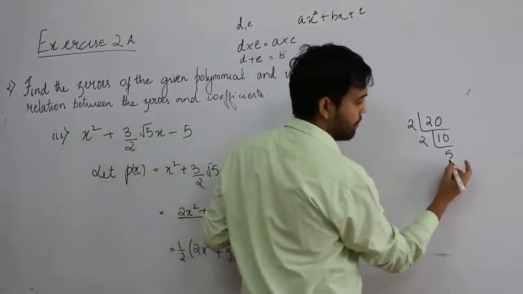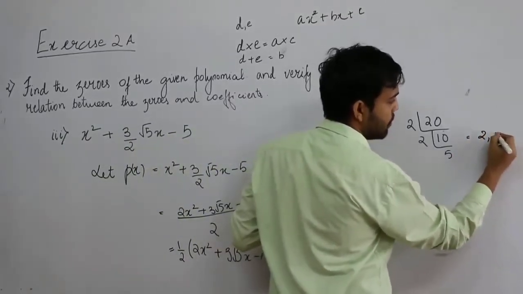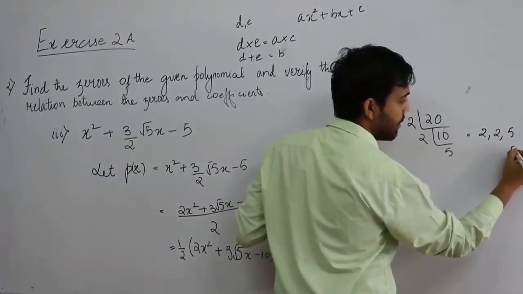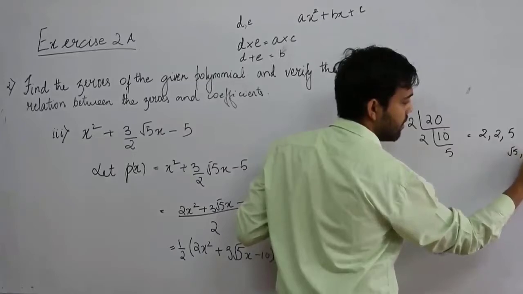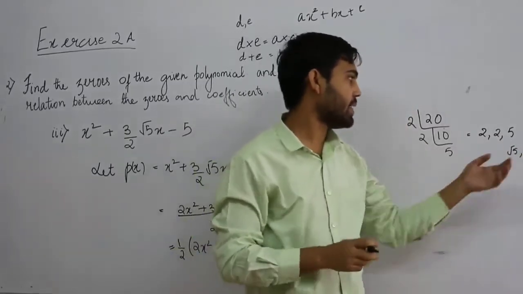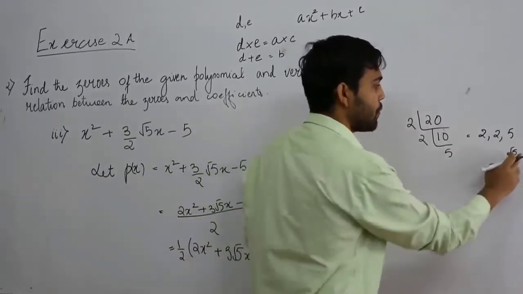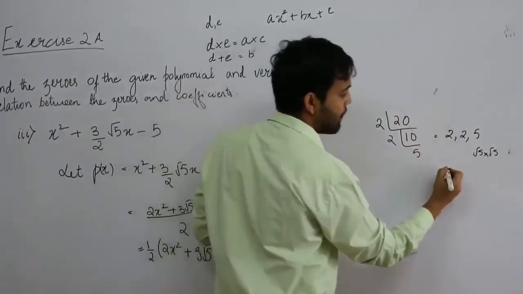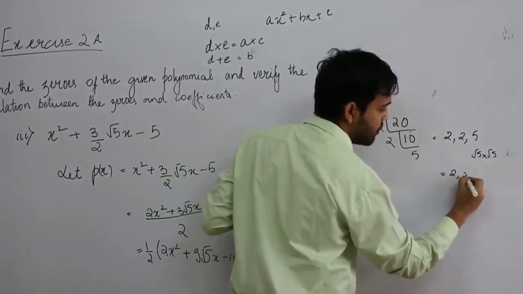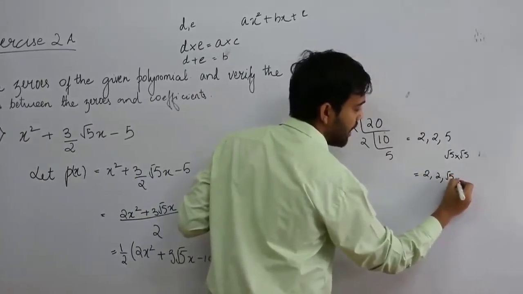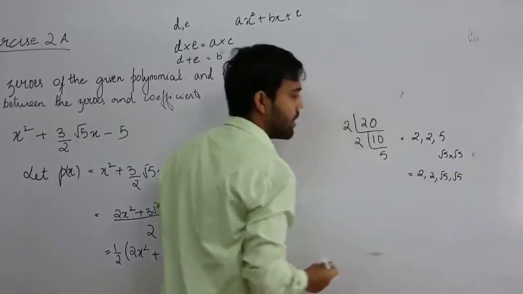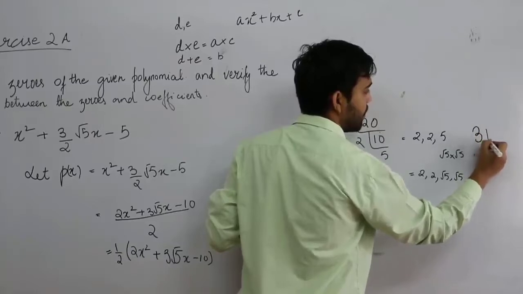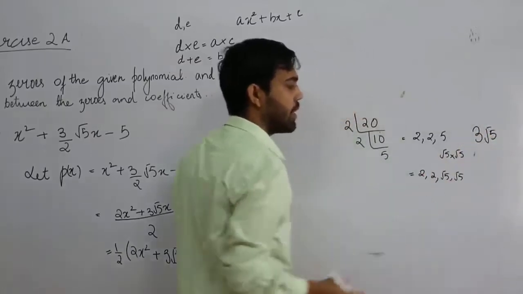This root 5, so what are my roots? My roots are 2, 2 and 5. Now this 5 in here, I can also write as root 5 into root 5. So basically my factors I can write as 2, 2, root 5 and root 5. Now I will use these factors in such a way that I get 3 root 5. My intention is to get 3 root 5.